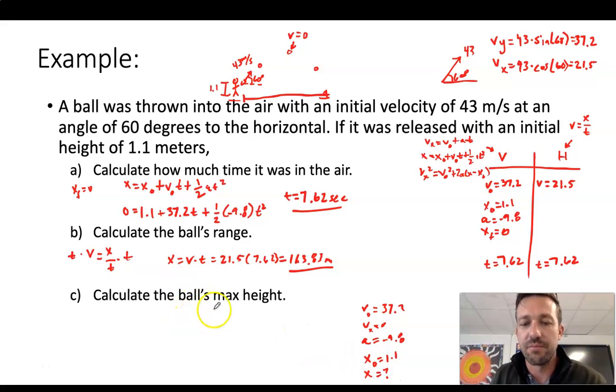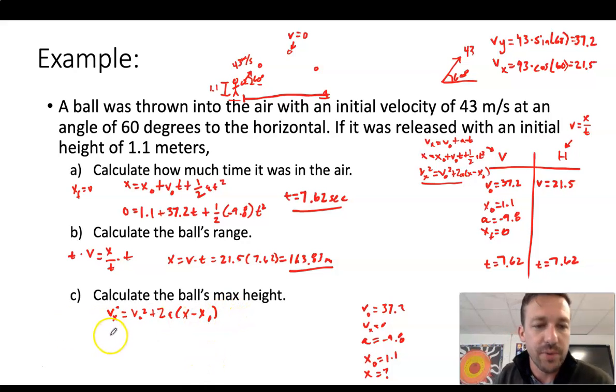Well, given those things, I don't need to worry about any horizontal stuff because horizontally is not going to tell me how high it went, right? That is a vertical thing. So I can use, it looks like this equation right here would probably be the easiest. The final velocity squared equals the initial velocity squared plus 2a times x minus x naught. Yeah, so just plug in all our stuff here.